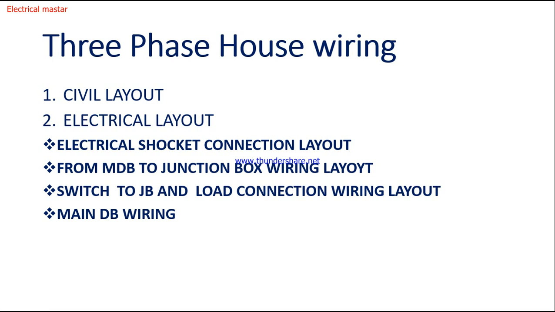And fourth, the main DB wiring. Main DB wiring is nothing but the wiring from the electricity pole to our house energy meter, and from the energy meter to the main incomer DB. How we have to do the wiring. So if you have prepared this drawing, then it will be very easy to do the work on site.